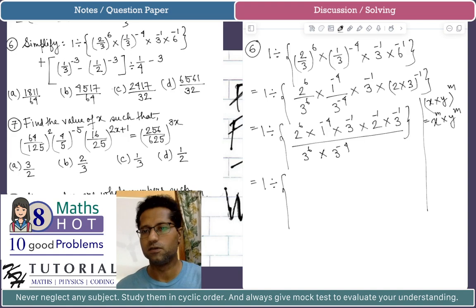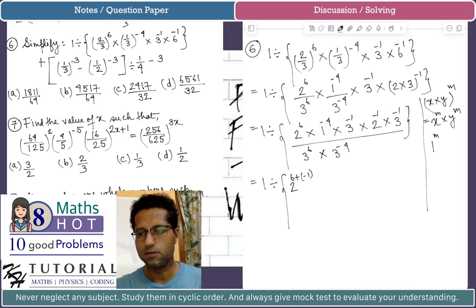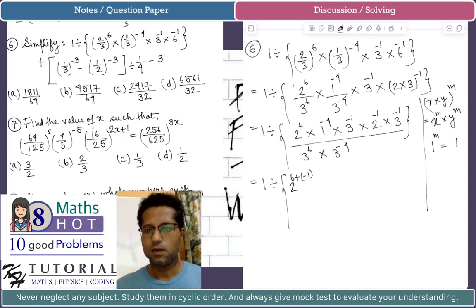The entire expression is in the form of a rational number p by q. The numerator, let's merge all the powers of 2. So we have 2 to the power 6 and we have 2 to the power minus 1. So this will become 2 to the power 6 plus minus 1, and 1 to the power minus 4 is always 1. As I have said, 1 to the power m is always equal to 1. Now 3 to the power minus 1 multiplied by 3 to the power minus 1. So this is minus 1 plus minus 1.